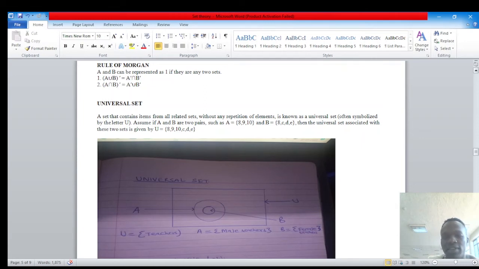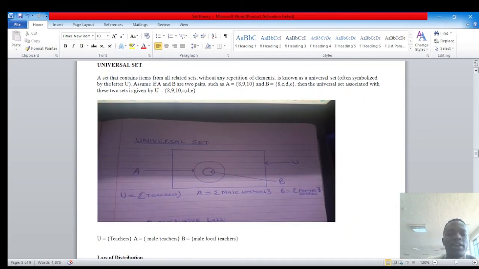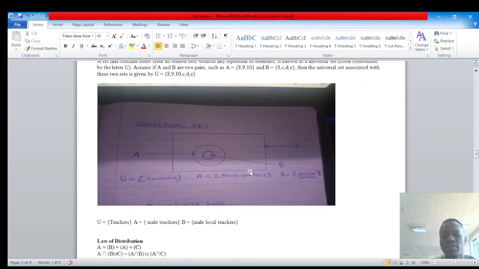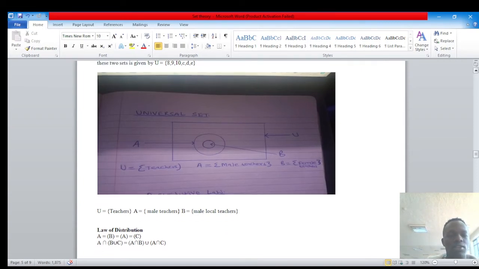That's a universal set. It's represented by this diagram which represents a universal set. It's only represented once. You can see set A, set B, and these are universal. Here we have teachers. This universal set contains teachers. So we have male teachers and female teachers.